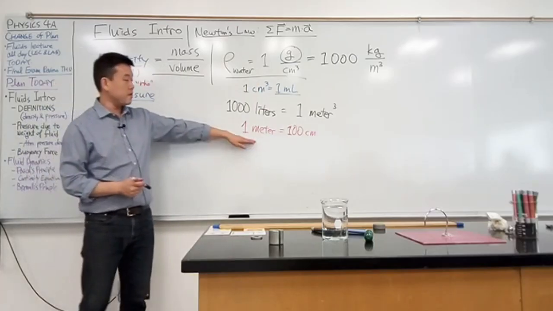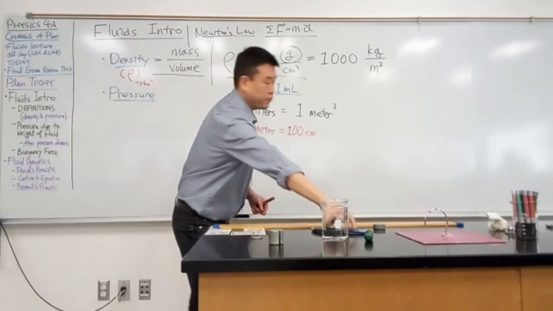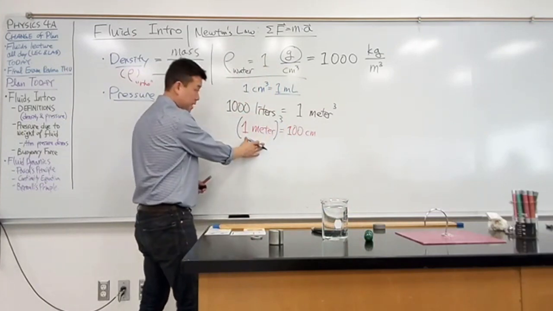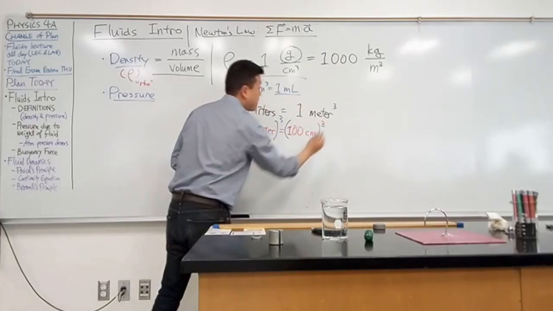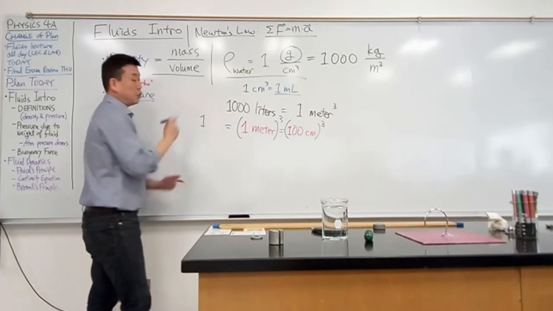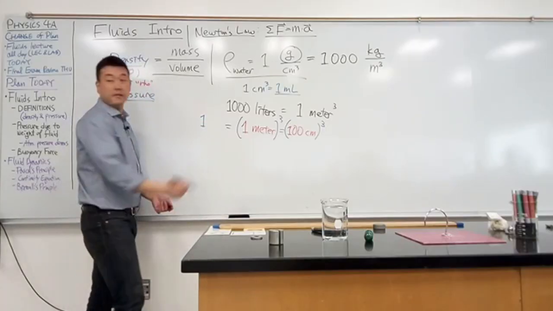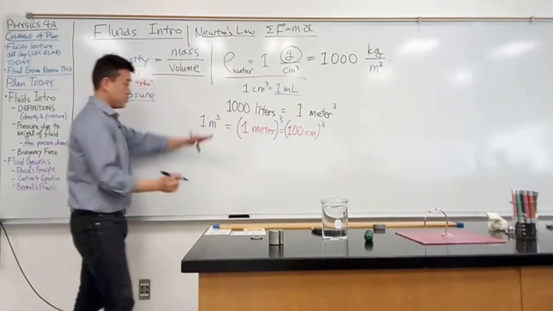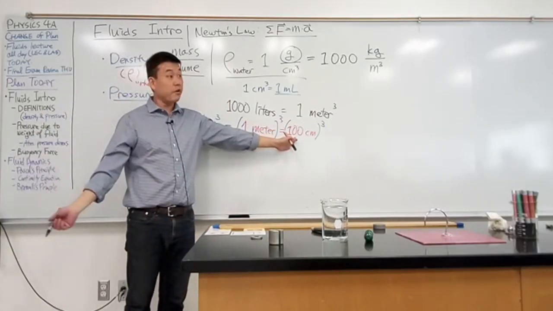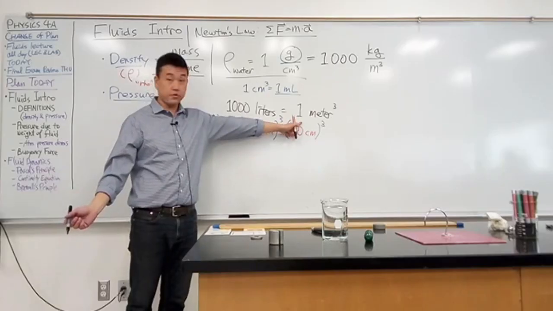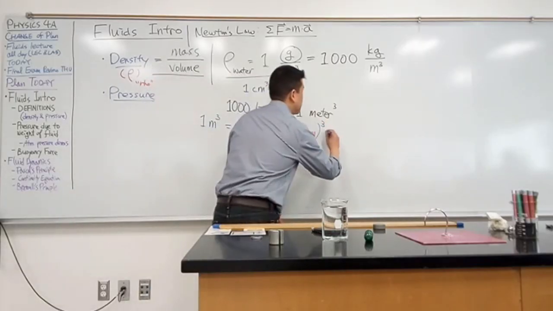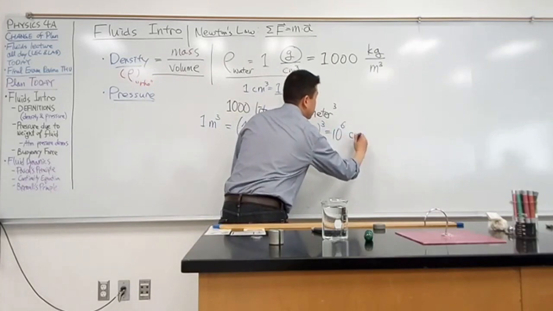And when you want to turn this into volume, then what you are doing is you are cubing it. Take the cube of the left-hand side. At the same time, take the cube of the right-hand side. Then the left-hand side becomes 1 cubed, that's just 1, times meter cubed. That's a cubic meter. The right-hand side becomes 100 cubed. 10 to the power of 2 raised to another power of 3. That's 10 to the power of 6. 10 to the power of 6 centimeter cubed.